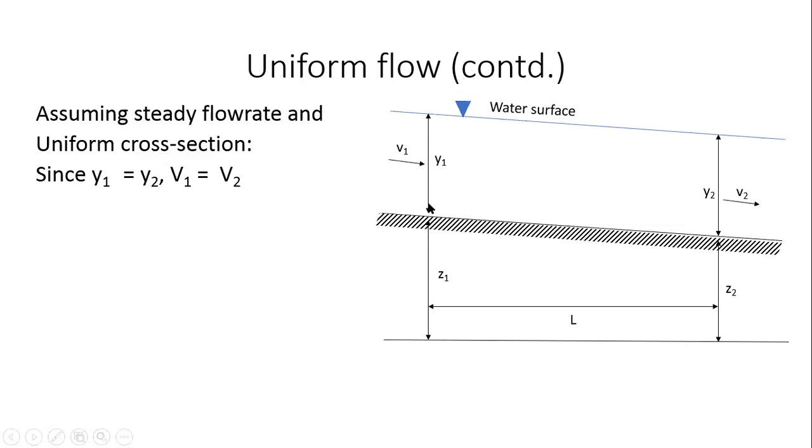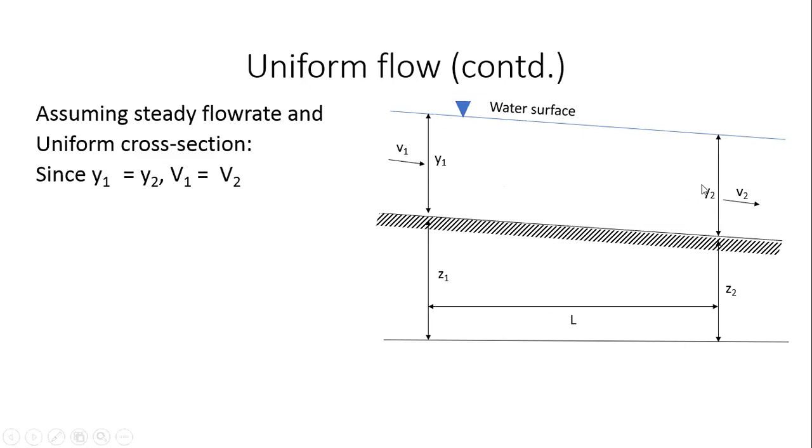But if the cross section is not changing and the flow rate is not changing, if y1 and y2 are the same, then naturally v1 must be equal to v2, right? So if the flow rate is steady and if the cross section area is not changing, and if, when I say uniform flow, I am implying that y1 and y2 are exactly the same.